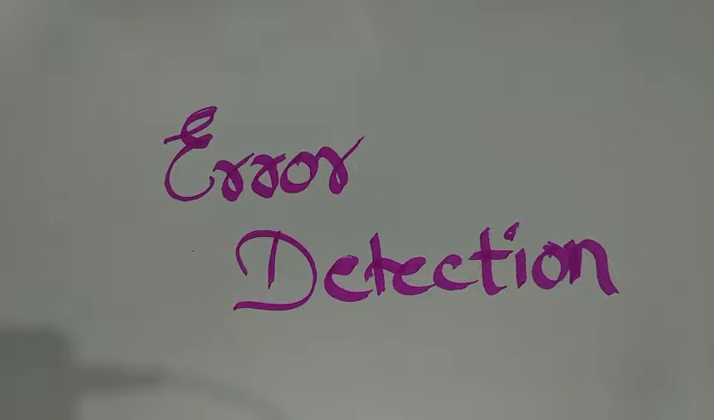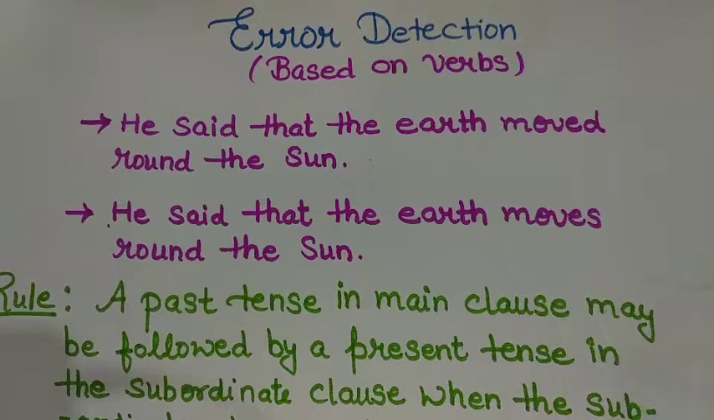We are doing a series on error detection. I have already discussed a few very important rules which we use in error detection and how we can solve such questions in competitive exams. Continuing that, today I'm going to discuss a few more rules which are based on verbs, and we'll see how these rules apply and how we can solve that type of questions. So here comes the very first example with its rule.